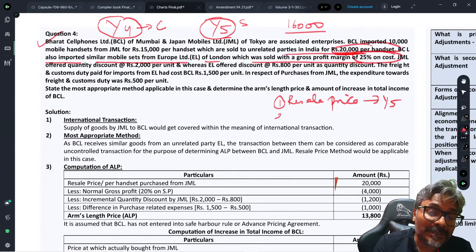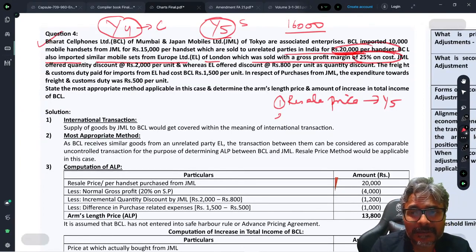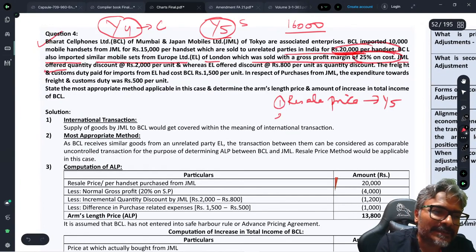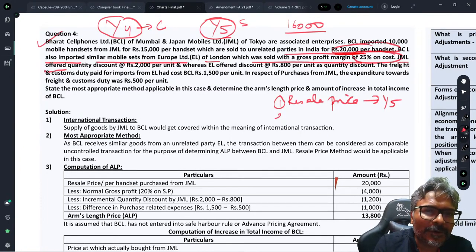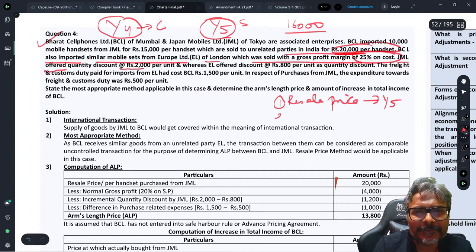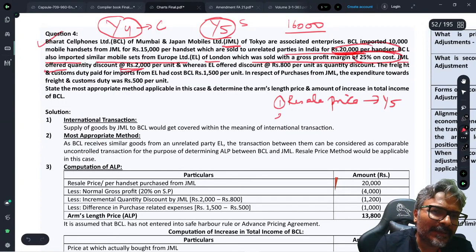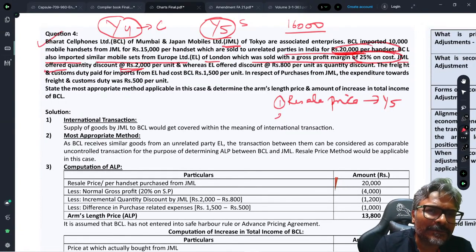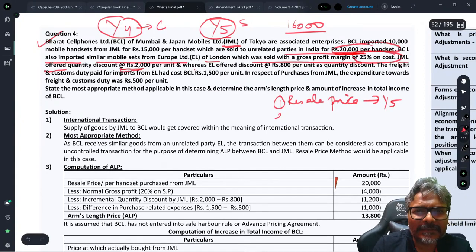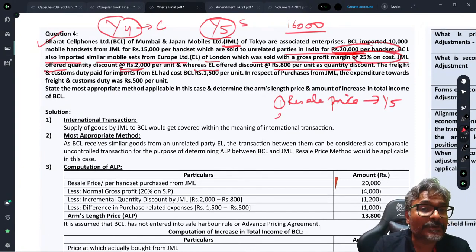Hold on, just now, students. I need to check if there are some uncommon factors or not. So therefore, I need to consider that. JML offered, this is where it is, JML, students, can you see that? JML offered a quantity discount of 2000 per unit. So in the AE transaction, the international transaction, there is a quantity discount. Whereas EL offered a quantity discount of 800 per unit. So students, obviously there is an excess quantity discount of 1200.